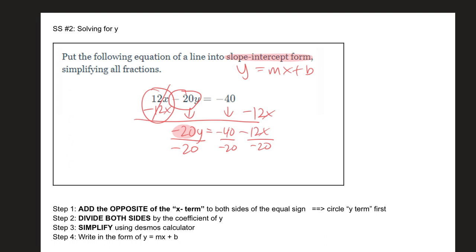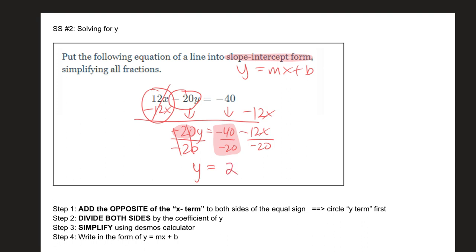Okay, now I'm just going to go from left to right. These negative 20 and the negative 20 over there, those are both going to cancel out. I'm left with my y equals. And then we go to step number 3. It says simplify using the Desmos calculator. So I'm just going to put this into my calculator, and it's going to simplify it into its simplest term. So negative 40 divided by negative 20 is going to give me a positive 2.